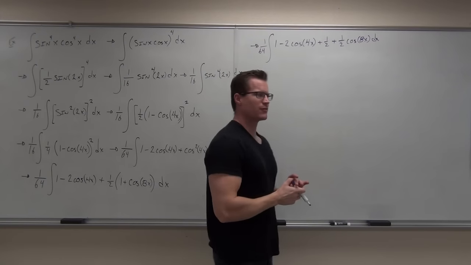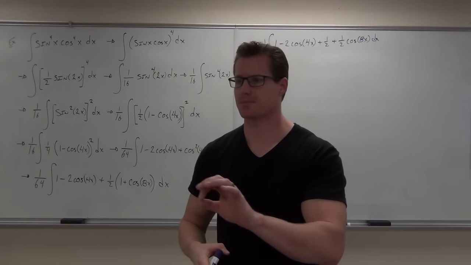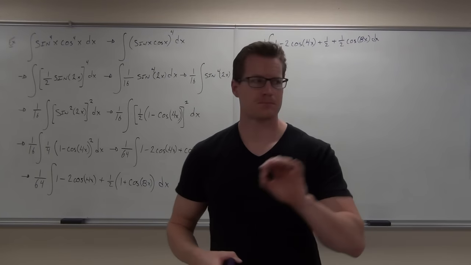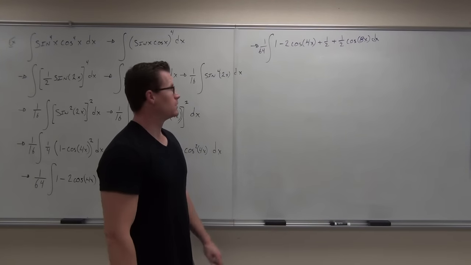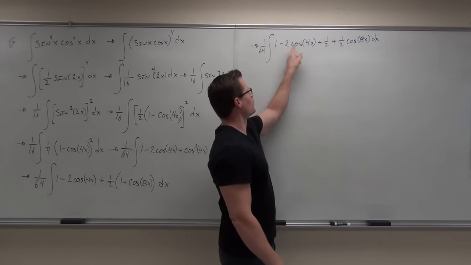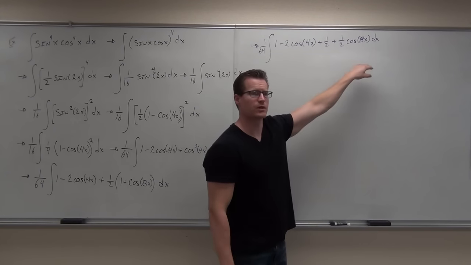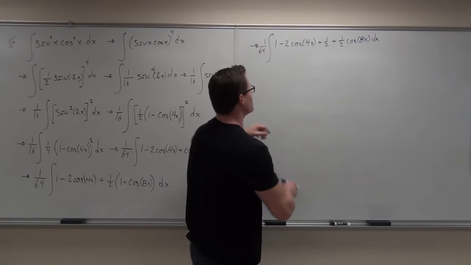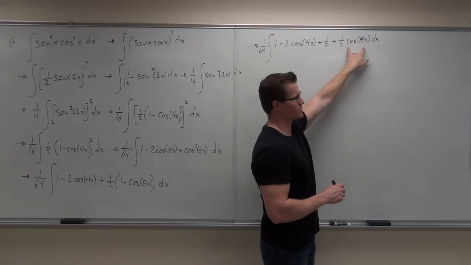Okay, I'll tell you what, whenever you distribute in algebra, the one thing that you should probably do after you distribute is check for what? That's right, like terms. Do we have any like terms here? Yeah, just combine those numbers. This is 1 and 1 half, that's 3 halves. That'll make you integrate one less term here, which is kind of nice. Combine your terms if you have any. Can I combine cosine of 4x and cosine of 8x? No. That's a no-no.